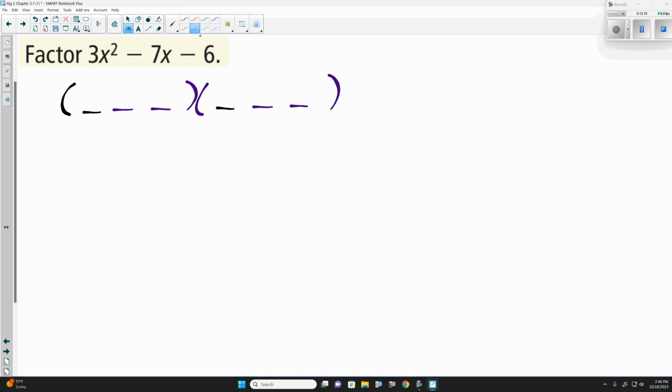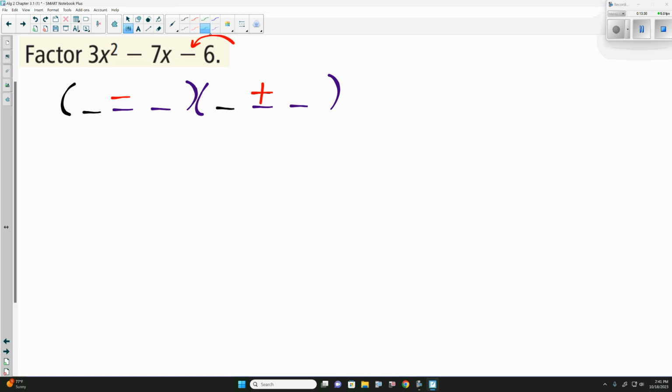So, step number 1, done. Step number 2, done. Find the sign. If the third term is positive, the signs are the same and match the sign of the middle term. If the third term is negative, the signs are opposite. Our third term is negative, so our signs are opposite. One's going to be minus, the other is going to be plus.